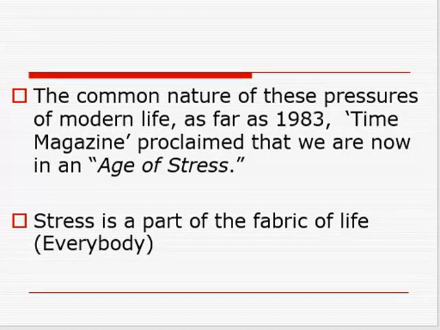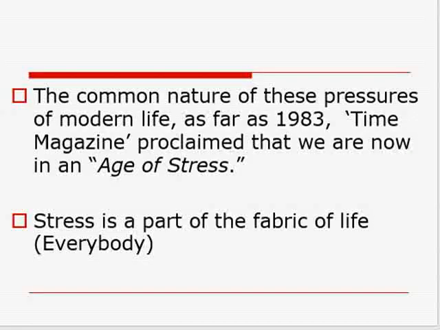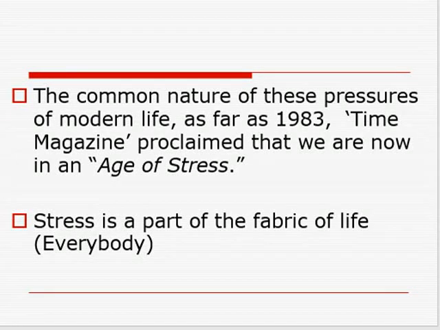The common nature of these pressures: as far back as 1983, Time magazine described it as the age of stress. This means that we have come to a stage in human life, an age or a period, where no single human being can say that as for me, there is no way I will experience stress. You will experience it, and stress is now part of our daily life.